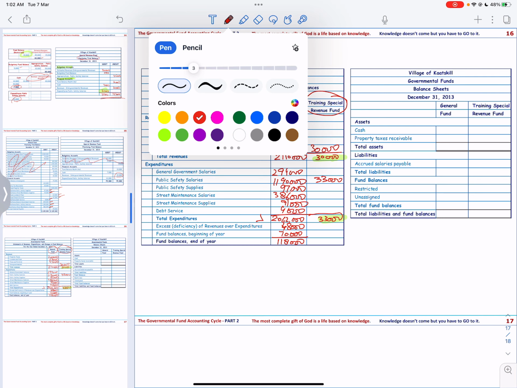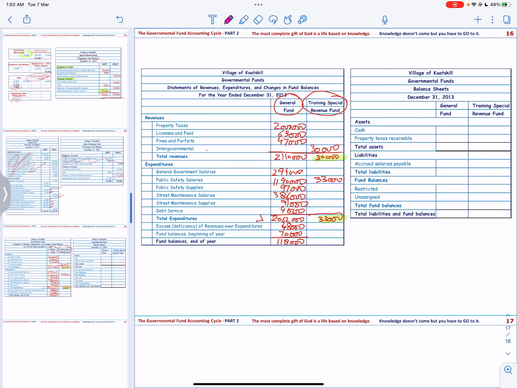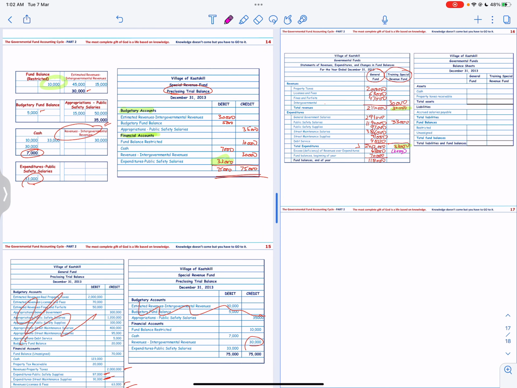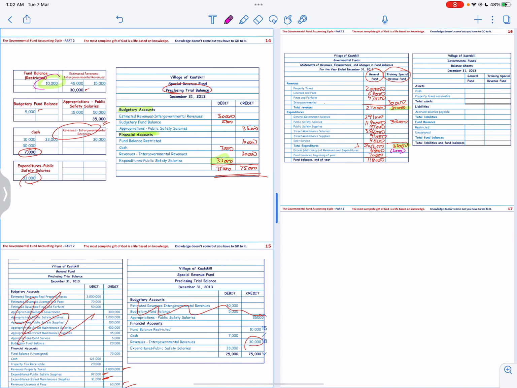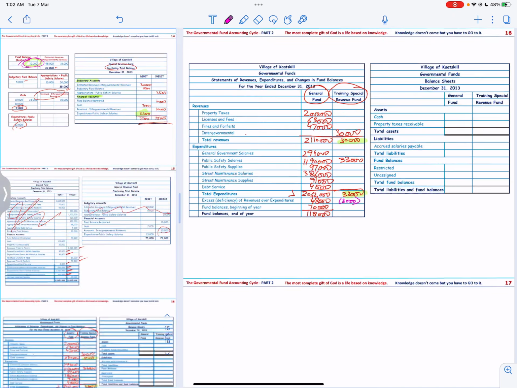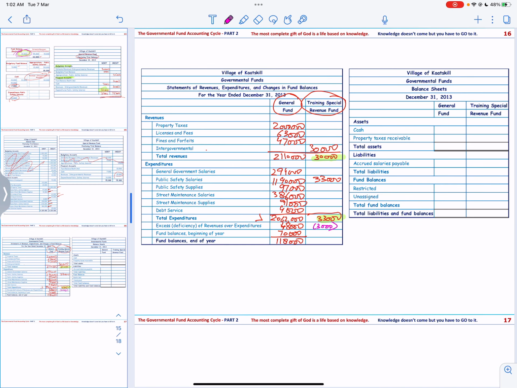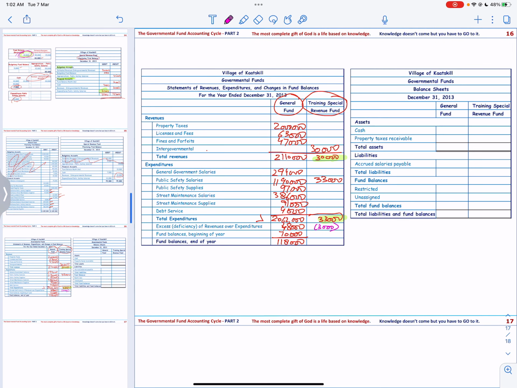So we have a negative fund balance of 3,000, and the beginning fund balance for the special revenue fund was 10,000. So we have an ending balance of 7,000.